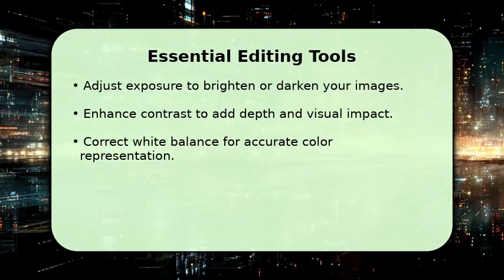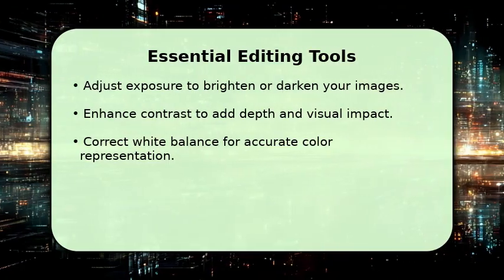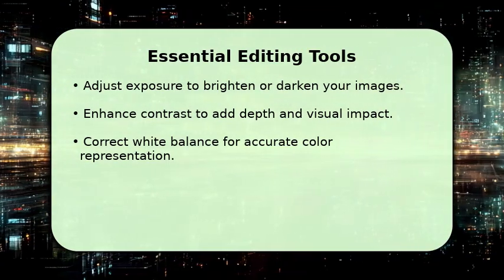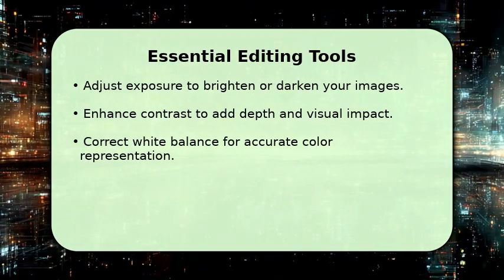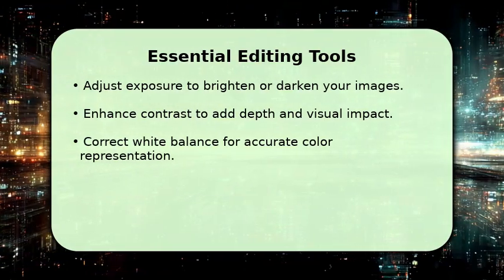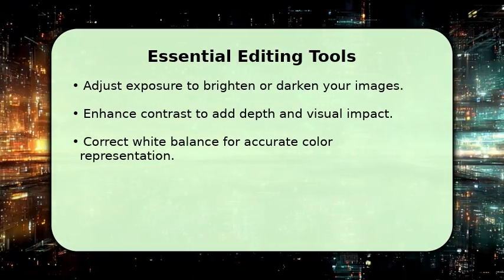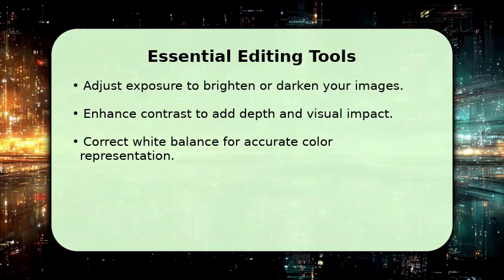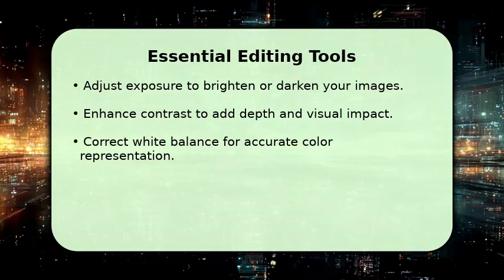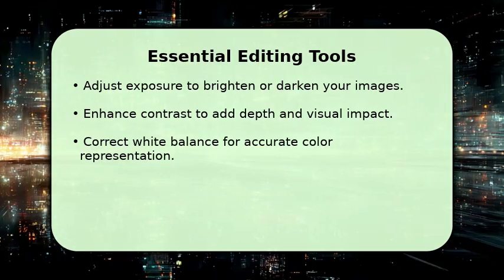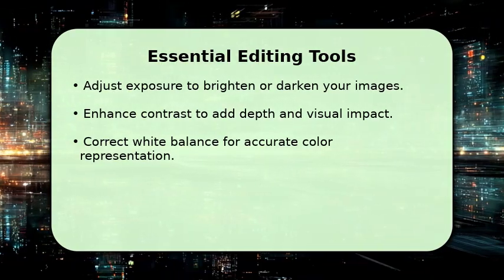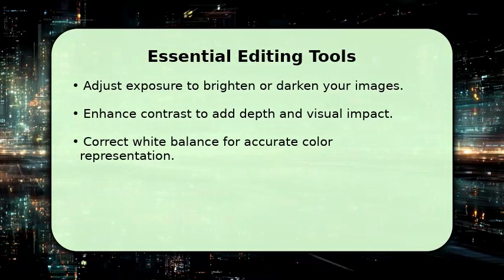Now, let's dive into the Develop module, where the magic happens. Start with the Basic panel. Drag the exposure slider to fine-tune brightness. A subtle adjustment of plus or minus 0.5 can make a big difference. Increase contrast to give your photos more punch. Then, use the White Balance eyedropper tool to click on a neutral gray area in your photo, ensuring true-to-life colors. These initial adjustments form the backbone of your edit.